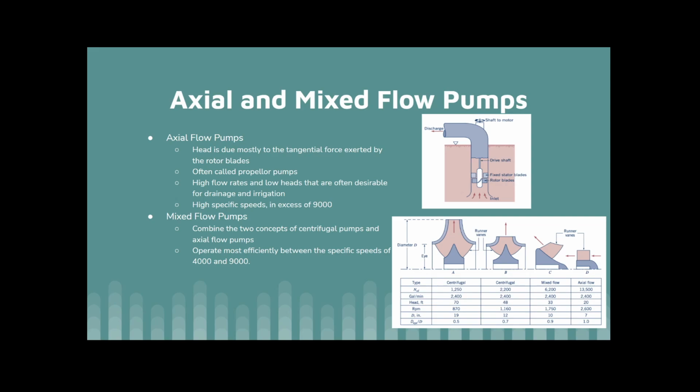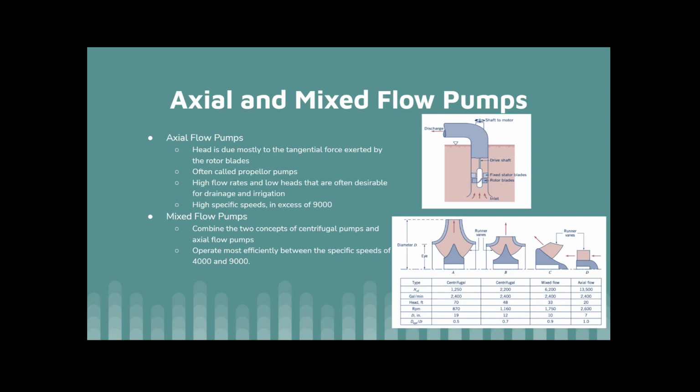Section 12.6 discusses axial and mixed flow pumps. Axial flow pumps are pumps whose head is due mostly to the tangential force exerted by the rotor blades, and because of this, they're often called propeller pumps. They're most desirable for drainage and irrigation because of their high flow rates and low heads, and they operate at very high specific speeds in excess of 9,000.